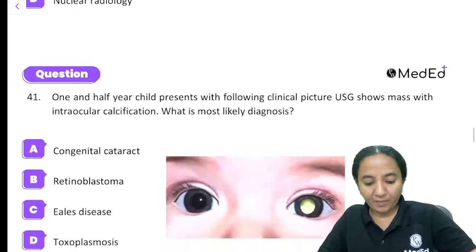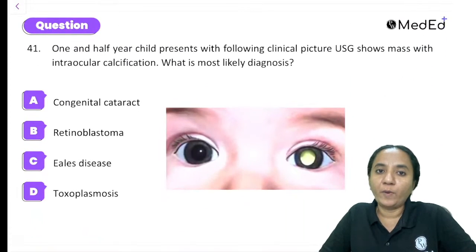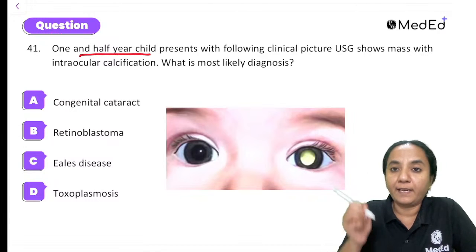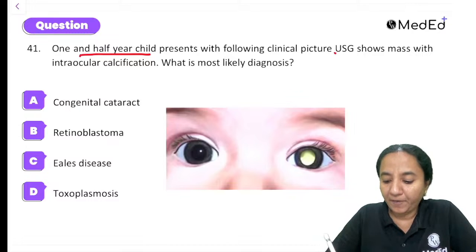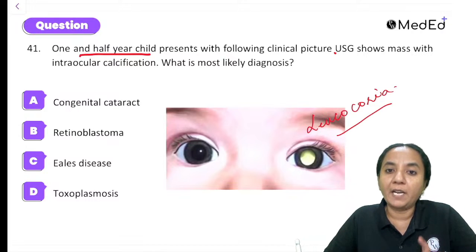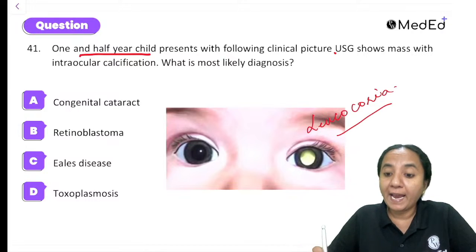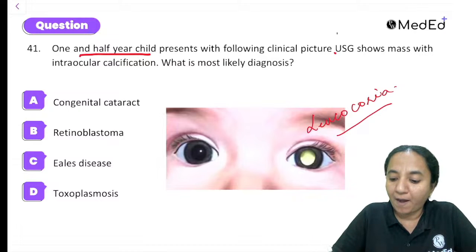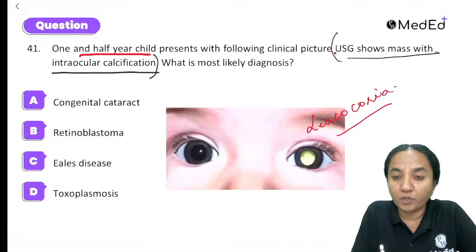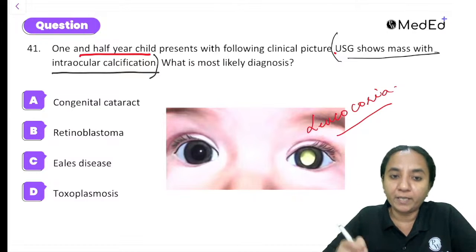Okay? Sure. Next question. Very simple question. A child who is 1.5 years old is presenting with this clinical picture. What is this clinical picture? See, this is leukocoria, that is white pupillary reflex. So 1.5-year-old child presenting with leukocoria, and USG shows mass with calcification. This is also another very important feature. So what are the 3 pointers in the question?